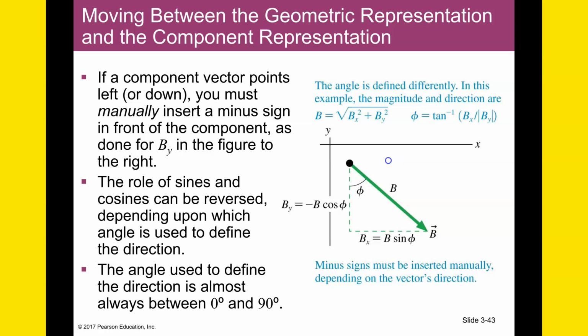All I'm doing, brothers and sisters, is using the standard angle, and it takes care of horizontal and vertical issues, and it takes care of positive and negative issues all at the same time. As you can see, I'm a big proponent of using a standard angle. The role of sines and cosines can be reversed. If you do it not my way, the angle used to define the direction is almost always between 0 and 90 degrees. Not if you do it my way with a standard angle.